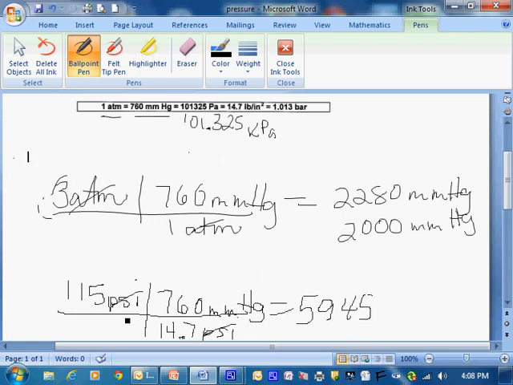And our answer would be 5,945. So we look again, significant figures. We've got 3 significant figures here, so we need 3 here. So we would convert this to 5,950, and our label, whoops, I ran out of room here. Our label would be millimeters of mercury. And that's a couple examples of how to do conversions.